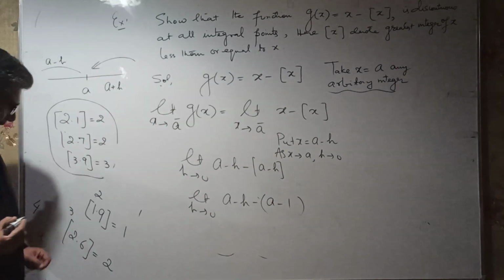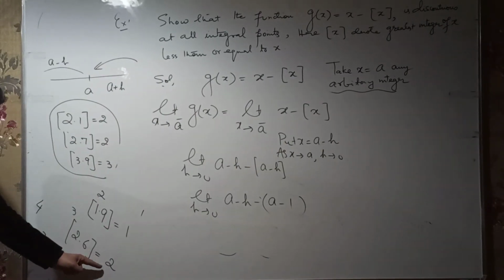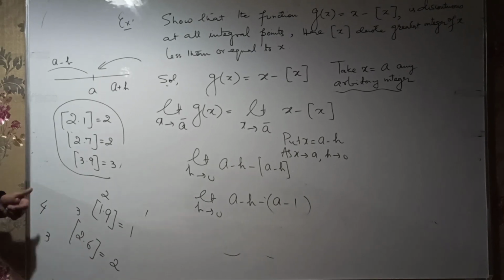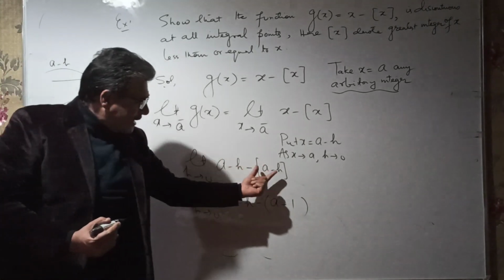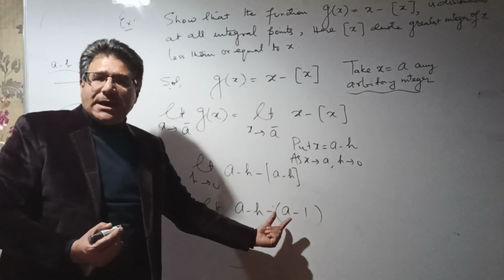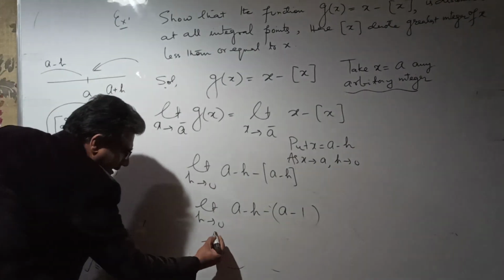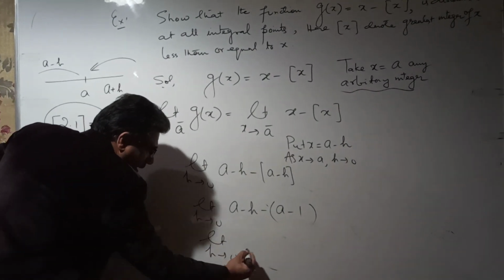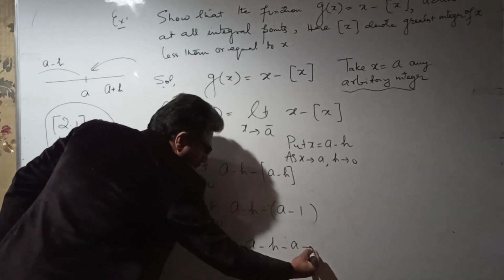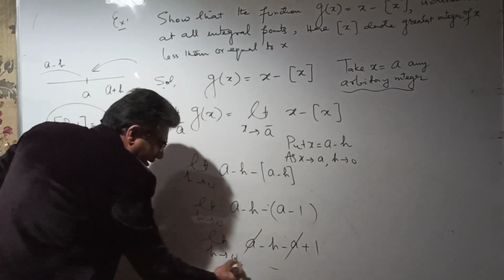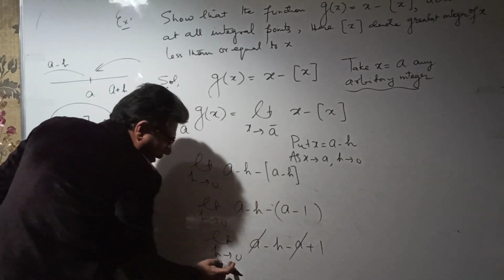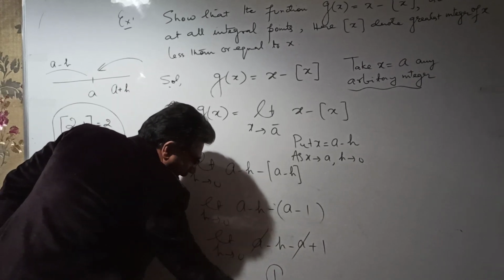a से 1 कम. जैसे ये 1 है, ये 2 से 1 कम है, ये 2 है, ये 3 से 1 कम है, ये 3 है, ये 4 से 1 कम है. इसीलिए a से जब थोड़ा सा कम होगा, that will be a minus 1. Now I'll simplify this. This is limit h tends to 0, a minus h minus a plus 1. a and a will get cancelled. Now you put h is equal to 0 and you will get the limit 1.